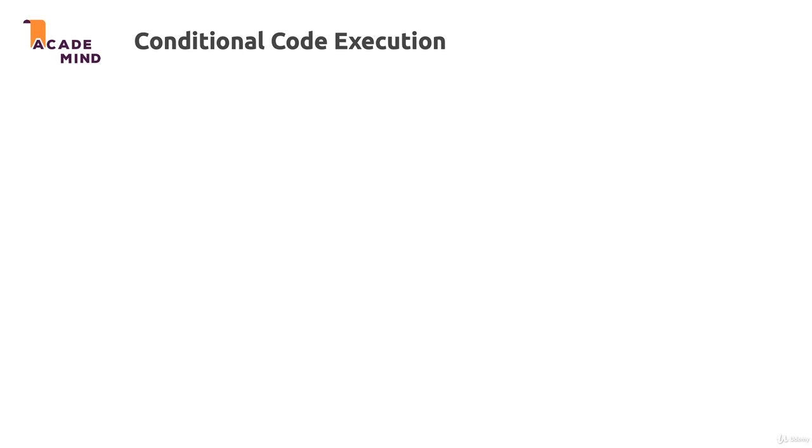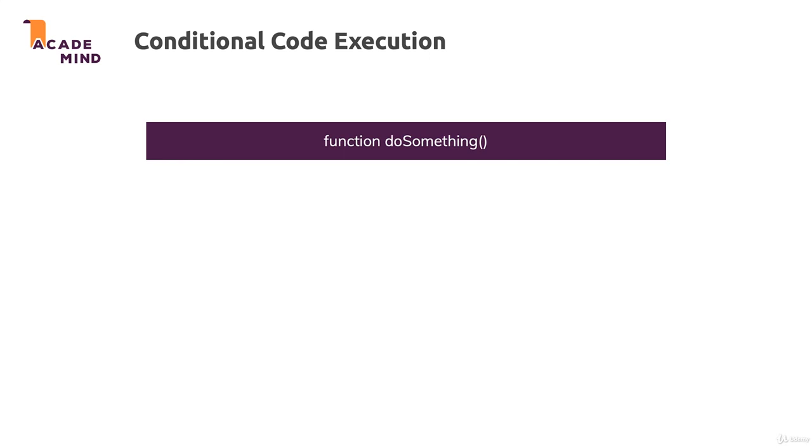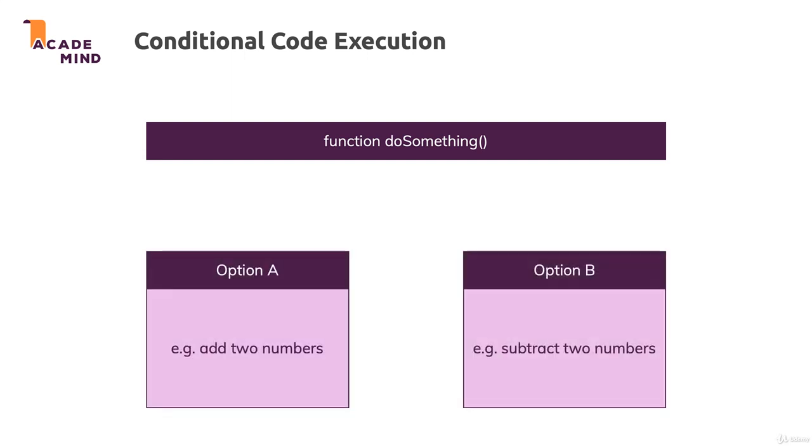Now, what does conditional code execution mean? Imagine that you have a function, and conditional code execution is not just available inside of functions, by the way, but consider that you have a function, and in there you have two code snippets that you could execute. For example, you either add two numbers or you subtract two numbers. You do that in the same function, and of course you could write two separate functions, but even then you might want to call one of the two functions based on some condition. And that's exactly what conditional code execution is about.